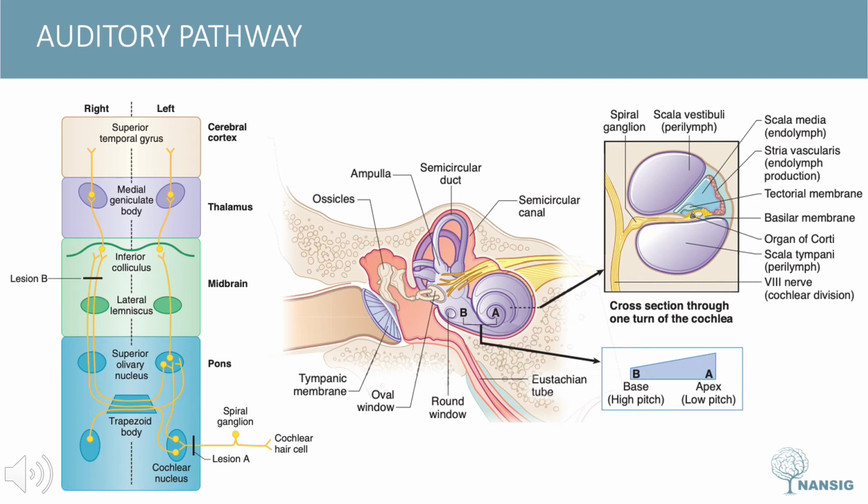Axons of cells in the ventral cochlear nuclei bilaterally innervate the superior olivary nuclei in the pons. These are the first auditory nuclei to receive binaural input, and use this binaural input to localize sound sources. The lateral lemniscus carries auditory input from the cochlear nuclei and the superior olivary nuclei to the inferior colliculus in the midbrain. Each lateral lemniscus carries information derived from both ears. However, input from the contralateral ear tends to predominate.